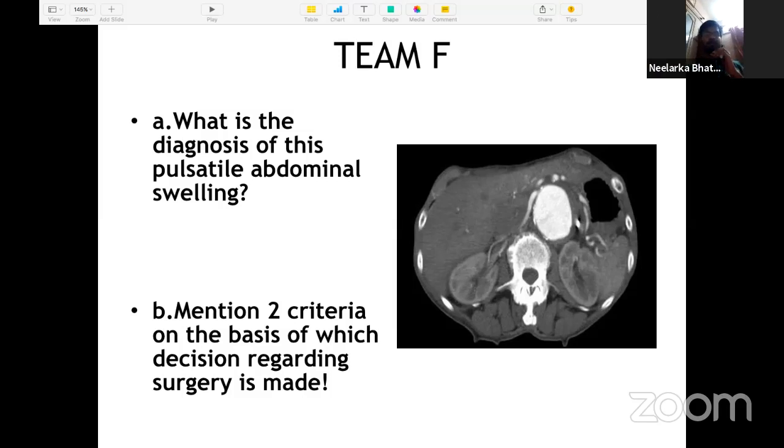Sir, I'm afraid the time is up. If there's an emergency like rupture, or if it is increasing in size over serial CT scans. So I'll give him 7.5 for this.